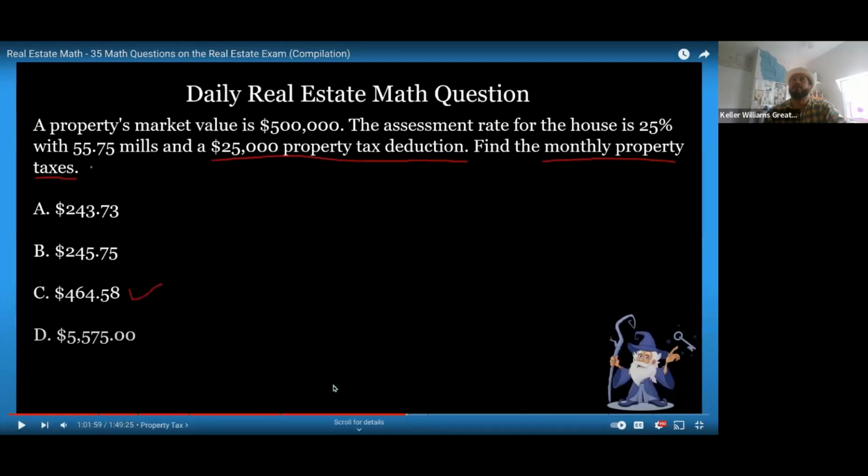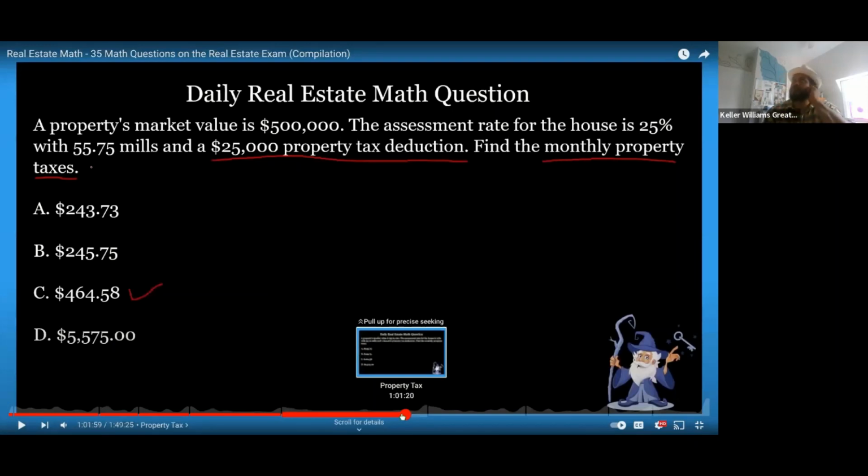All right, so here's another one. Now, who can walk me through how to do this math? Just take me step by step on how to do the math. We don't need the answer, just what's the formula to get to the answer?